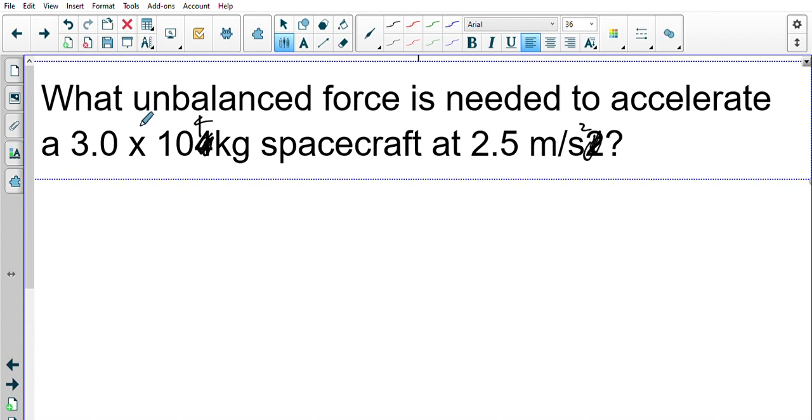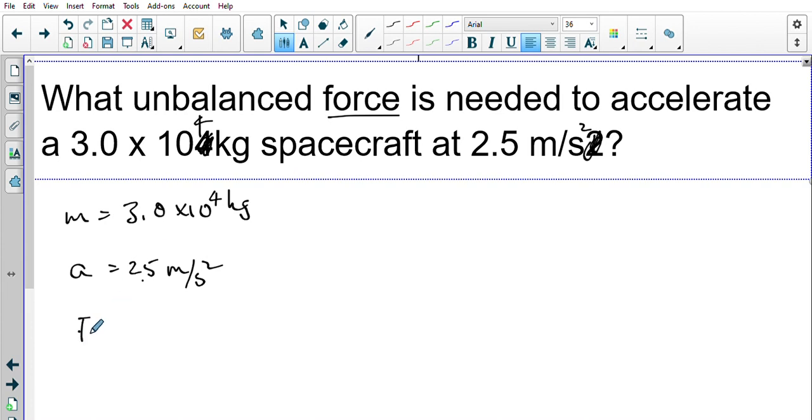All right, here we have another question. What unbalanced force is needed to accelerate a 3 times 10 to the 4th kilogram spacecraft at 2.5 meters per second squared? So we have these numbers. 3.0 times 10 to the 4 kilograms. Well, what is that? We'll measure it in kilograms. That's a mass. Then we have this 2.5 meters per second squared. Well, what is that? With that unit, that's an acceleration. And what are we asked to find? We're asked to find the net force.